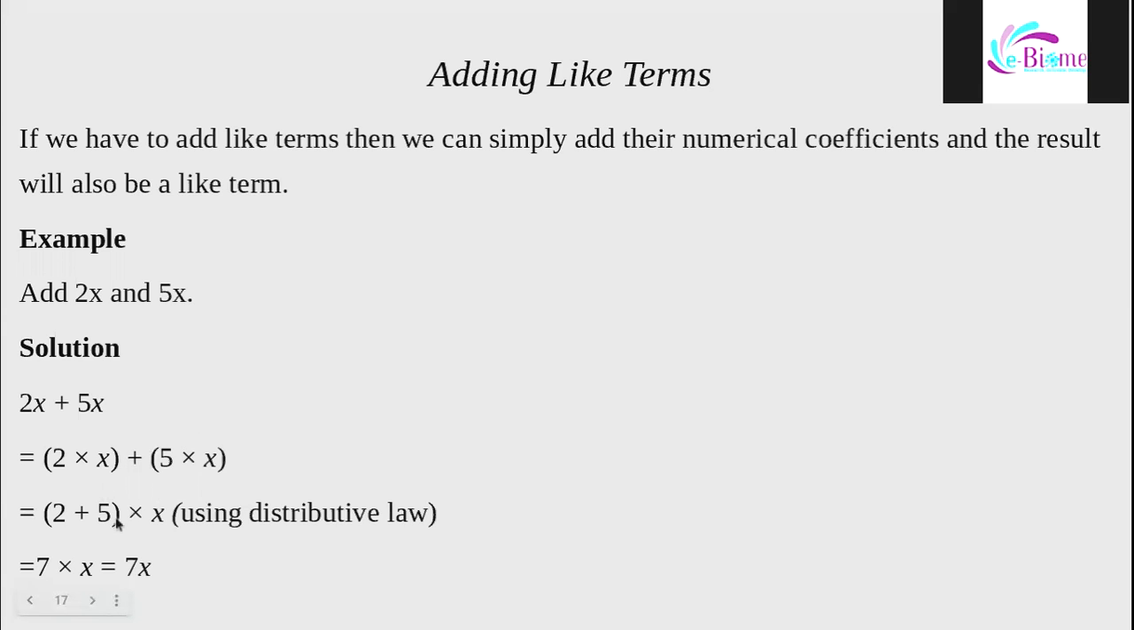We add them together, and we times them by the factor that makes them like terms. What factor makes them like terms in this case? What is the factor there, or the variable that makes them like terms? X.